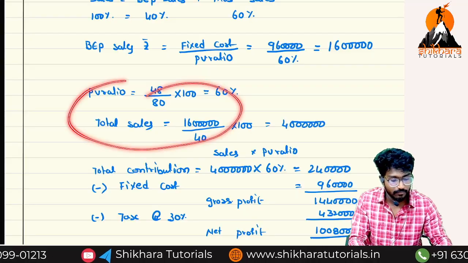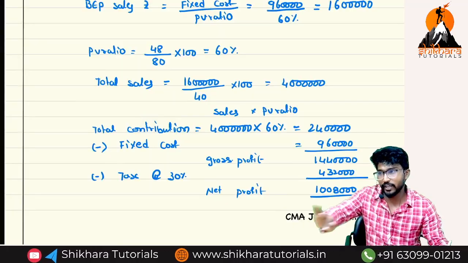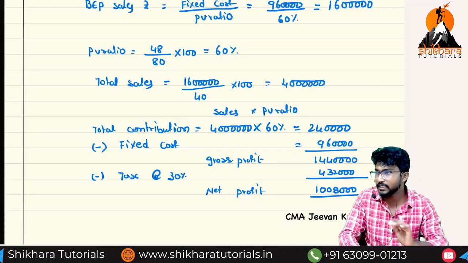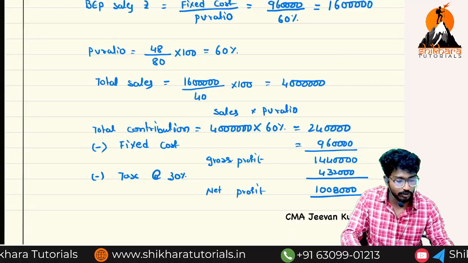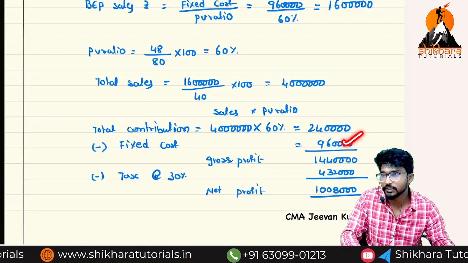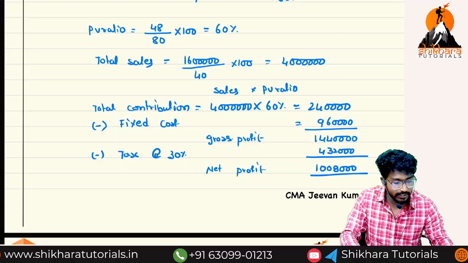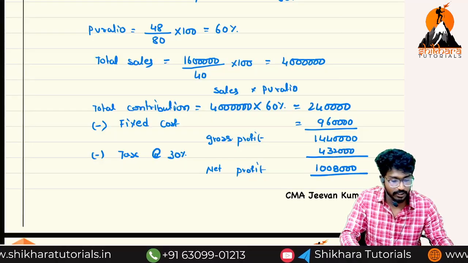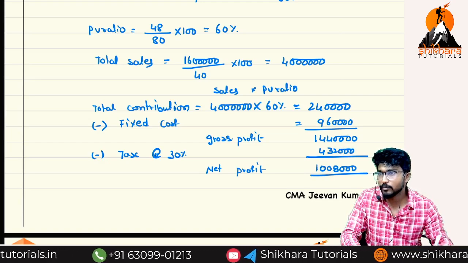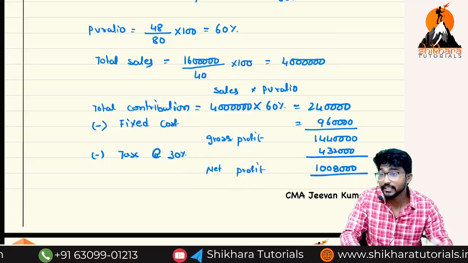Now total sales is 40 lakhs. In this 40 lakhs we have two things: one is variable cost, another is contribution. What is the contribution percentage in total sales? 60%. Now 40 lakhs into 60%, how much did we get as contribution? 24 lakhs minus fixed cost, how much? 9,60,000. We got a gross profit of 14,40,000 minus tax at the rate of 30%, that is 4,32,000. If you deduct tax from the gross profit, we got a net profit of 10,08,000, that is net profit.